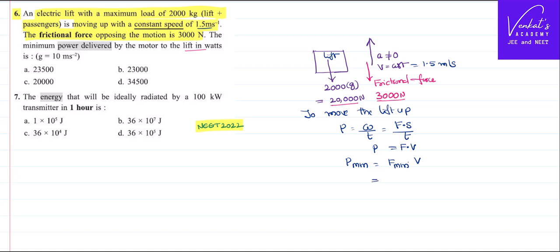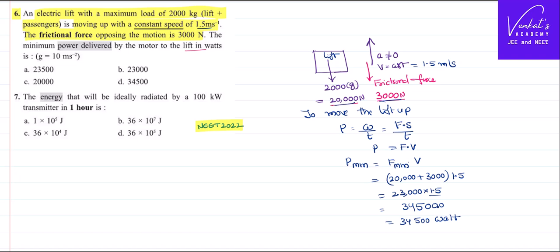As the power you want to calculate is minimum, the force also needs to be minimum. What is the minimum force? It has to overcome its own weight as well as the friction. So the minimum force is weight plus friction, both acting against the motion, into the velocity, that is 1.5. That is 23,000 into 1.5. 15 3s are 45, 15 2s are 30, 30 plus 4, 345, and there are 3 more zeros. But it is 1.5, not 15, so we have to put a point. So the value is 34,500. As you are calculating the power, its unit is watt.